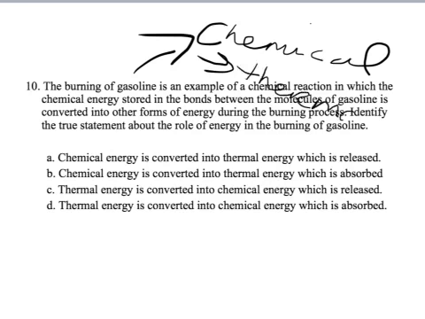And is thermal energy released or is it absorbed? You've got to make that differentiation. So chemical energy is converted into thermal energy, which is released. That makes sense because the car gets hot. So we're going to put an arrow there and come back and double check. Chemical energy is converted into thermal energy, which is absorbed. That's not true because our car engine doesn't get colder unless there's something really wrong with it. C, thermal energy. No, gasoline starts out as chemical energy. So C and D are both wrong because they're starting with the wrong step.